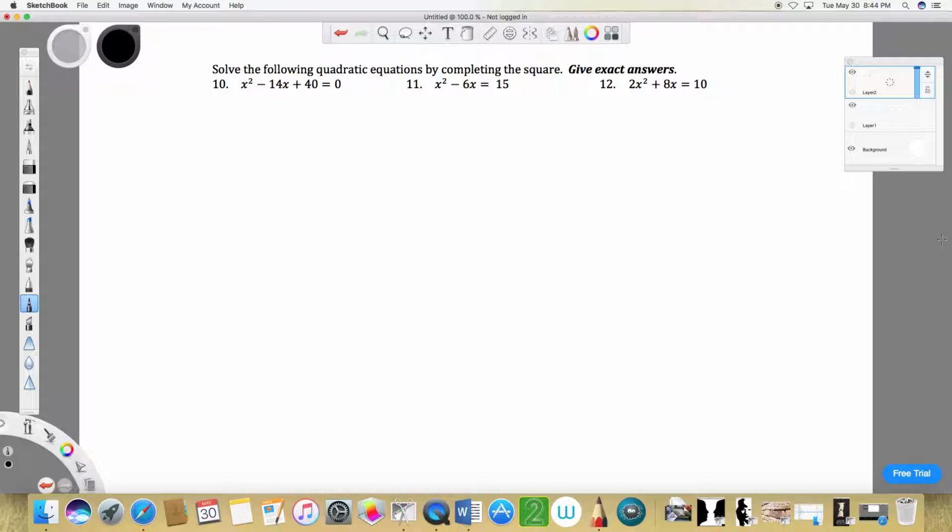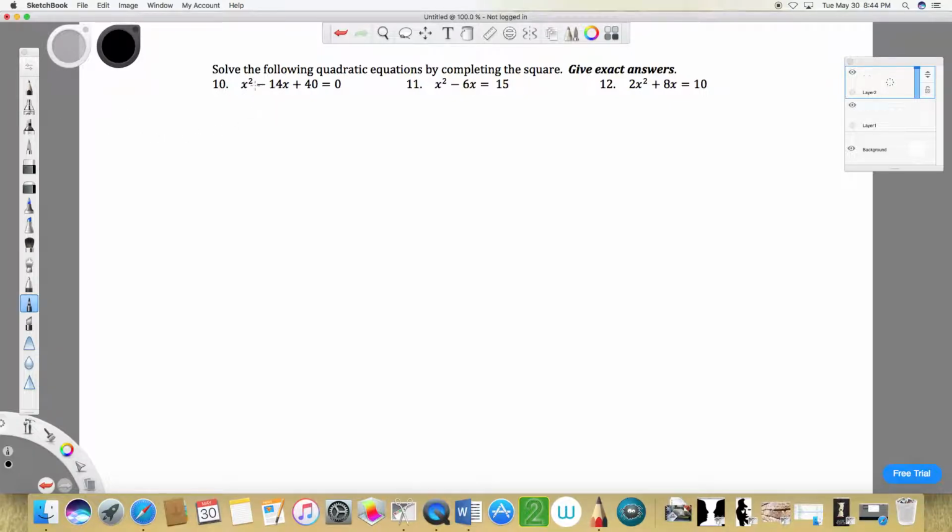We have been looking at quadratic equations and different techniques of solving quadratic equations. And here they're asking us to solve this, but to do it by completing the square. So we can't factor and we can't use the quadratic formula. We have to follow the directions.